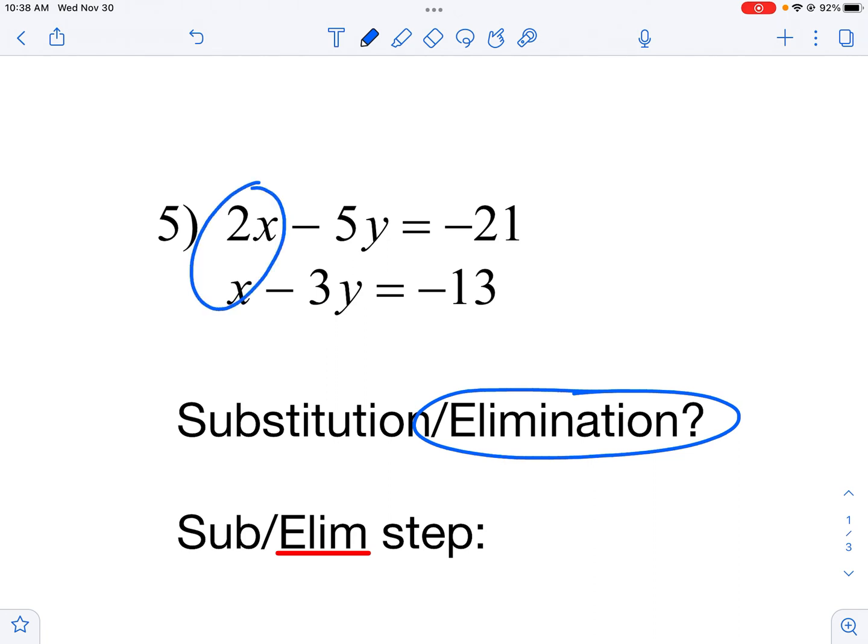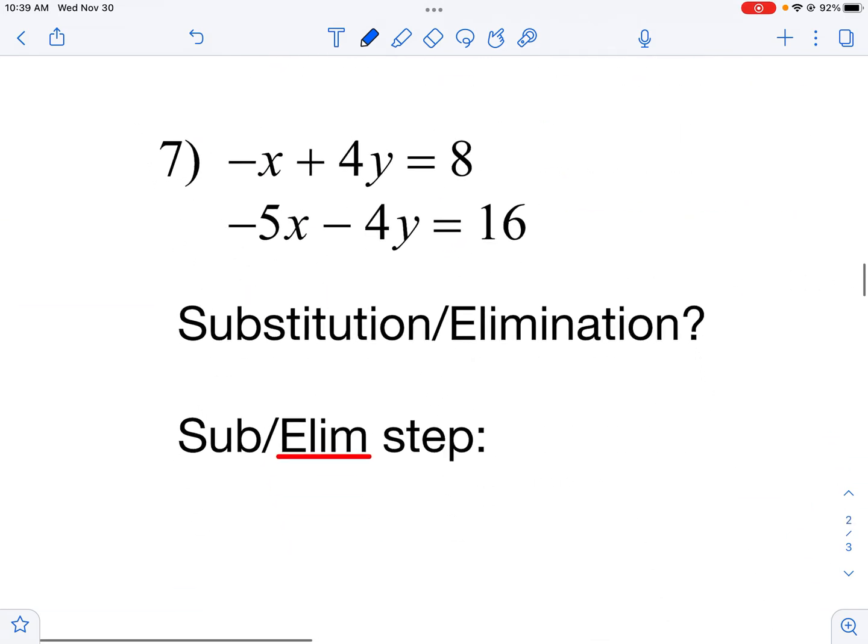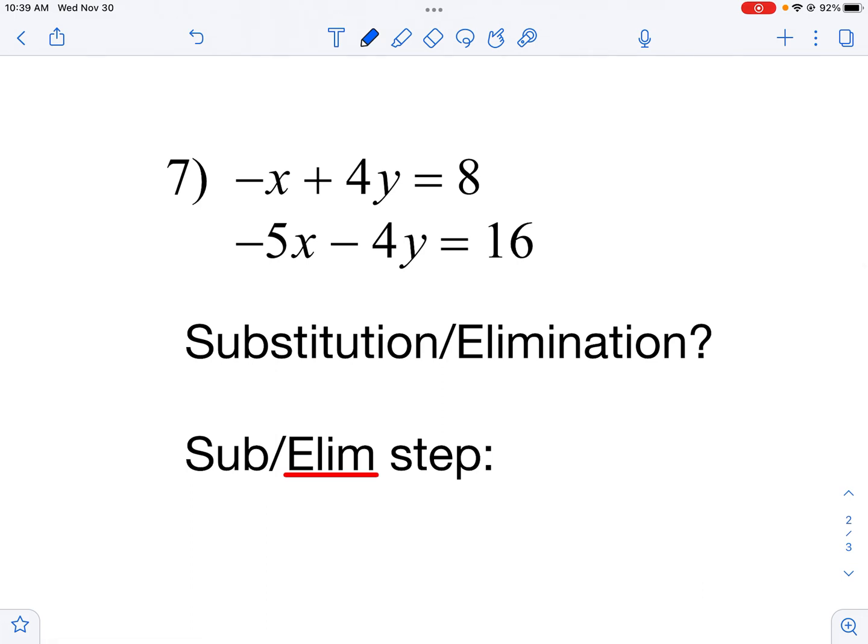I see I got 2x and then x. I could just take this bottom one and times it all by 2. And that would make my x's match up, and then I can do my elimination. So that's something to keep note of when you're trying to figure out substitution or elimination, whether it's easy to do one or the other. Let's look at 7. Look at 7 and think, would this be good for substitution or elimination?